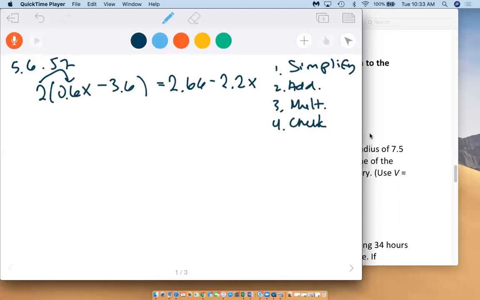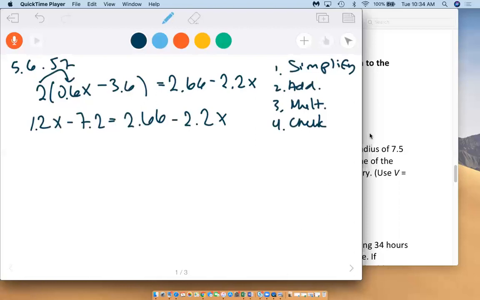So we have 2 times 0.6. Remember, the trick for that is multiplying 2 times 6 as if they were both whole numbers. That gives us 12, and we need 1 decimal point. And if you don't remember that, you can also do that on your calculator. So we have 1.2x minus 2 times 3.6, which is going to be 7.2. So we have 1.2x minus 7.2 equals 2.66 minus 2.2x. Now at this point, there are no like terms, so there's nothing to simplify. So we need to go on to our addition property step.